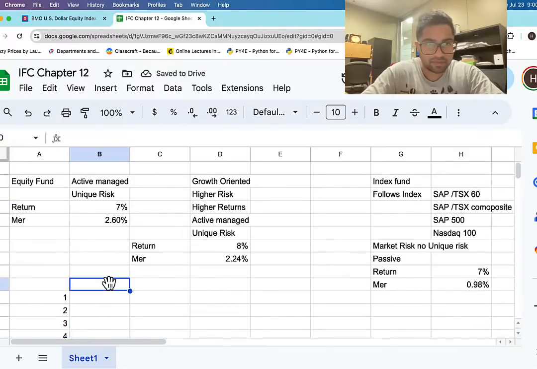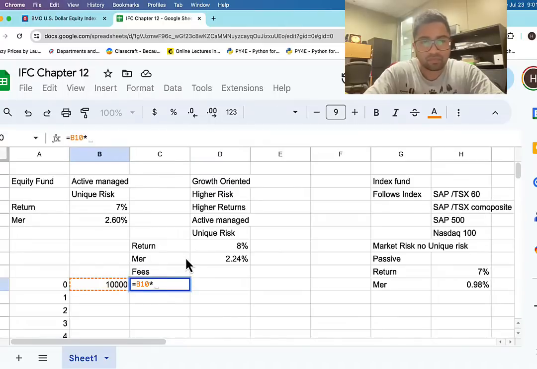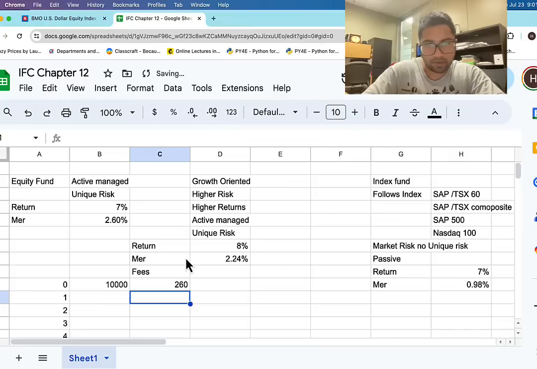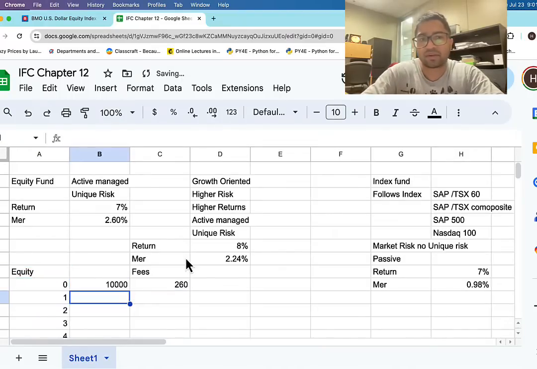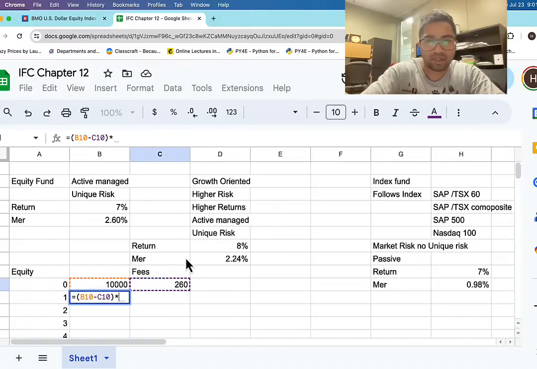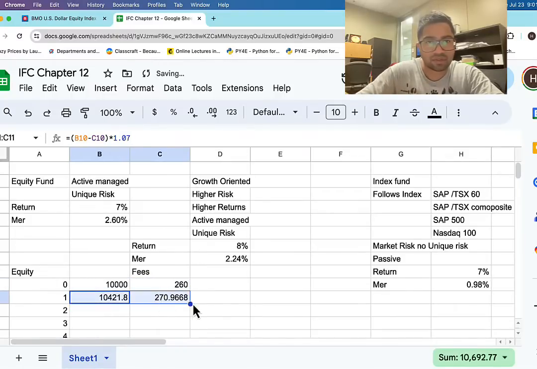So let's say you invest $10,000 in time period 0. So you pay fees on that. Fees are 2.6%, let's say. And we are talking about a normal equity fund, not a growth fund. So next year you will get 7% return on average. So investment amount minus fees, times 1.07, then fees will be calculated on that, and so on and so forth.